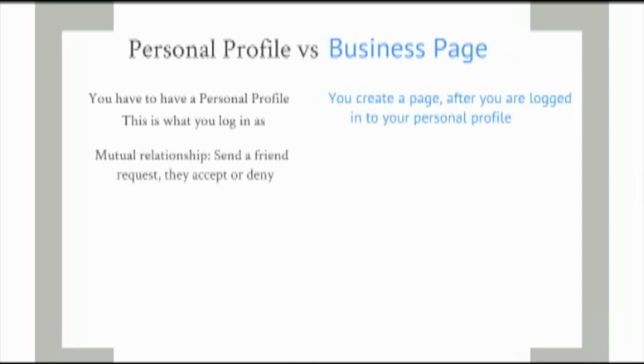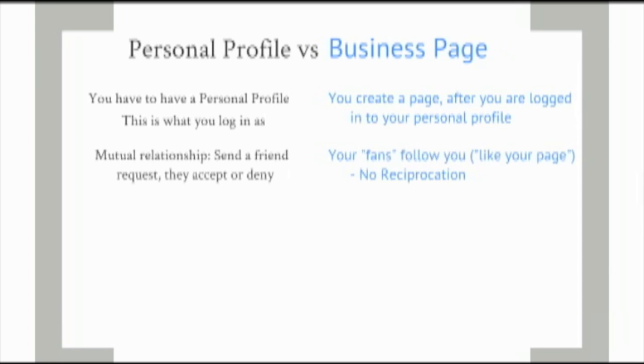The biggest difference between a personal profile and a business page is really how you use them. On a personal profile, when you connect with other people, it's a mutual relationship. You send a friend request to Susie, and she chooses to accept or deny it. Either you and Susie are friends on Facebook, or you're not. There's no one-way relationship like there is with a business page.